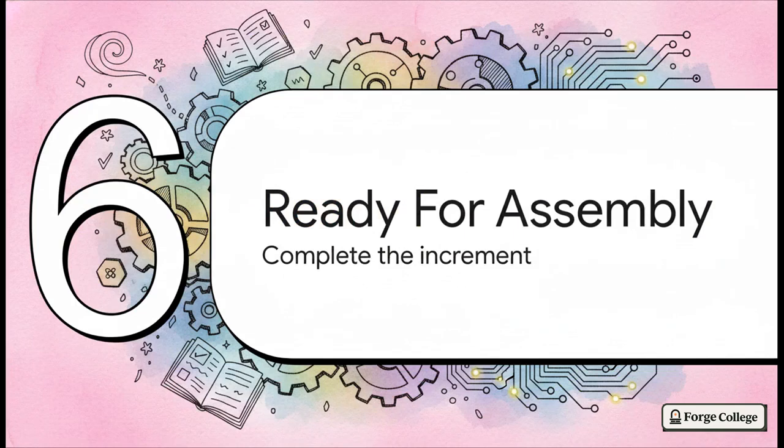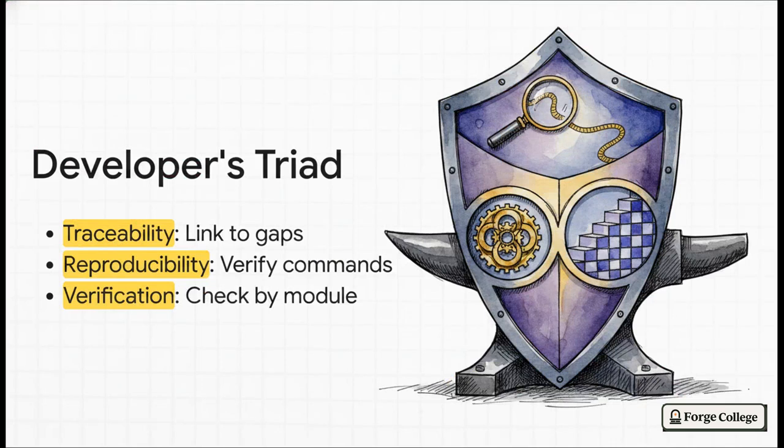Section 6. Ready for final assembly. Time to celebrate completing this project increment. As we wrap up this explainer and position ourselves perfectly for the final assembly, I want to emphasize what we call the professional developer's triad. Traceability, which means linking every test directly back to an original coverage gap. Reproducibility, ensuring optimization notes allow anyone to get the very same results. And incremental verification, validating those improvements module by module. This triad is honestly the ultimate armor for any Web3 application, and it is totally the hallmark of a master builder.